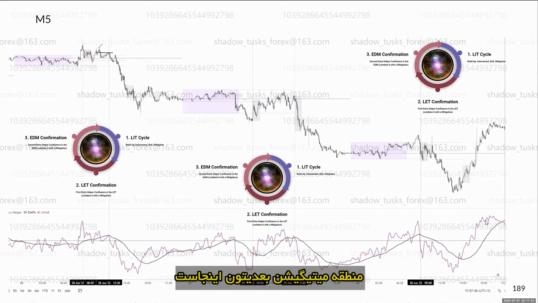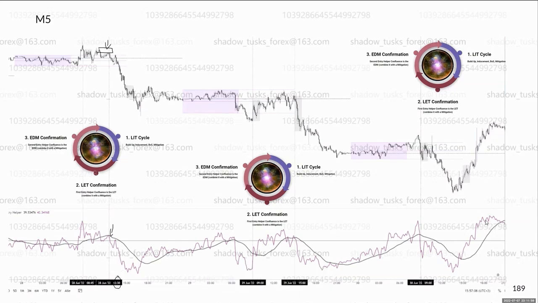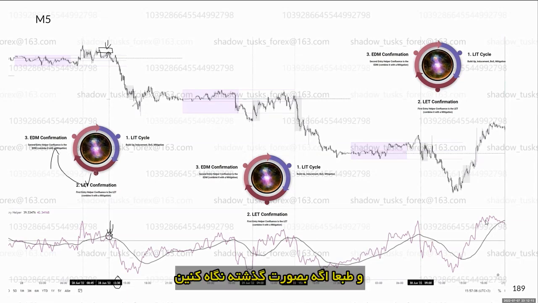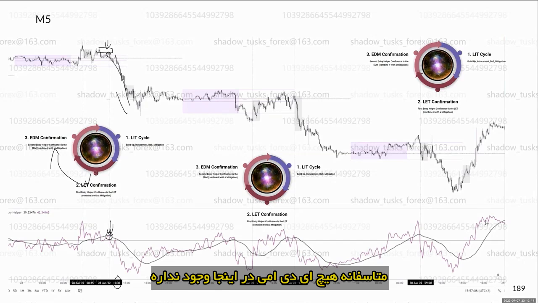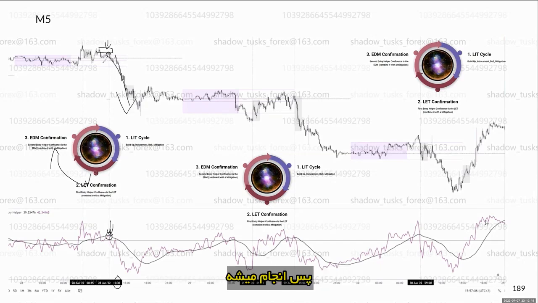Here's your next mitigation zone. What's your next timing? Manipulation minute 2 to the absolute minute. Boom. Taps into it. What is it? Boom. Here's your LIT entry. Okay. Check. What's the next thing you look for? EDM, and only then. Okay. And obviously, in hindsight, unfortunately, there's no LIT EDMs in here. So that is done. Then the next cycle continues.